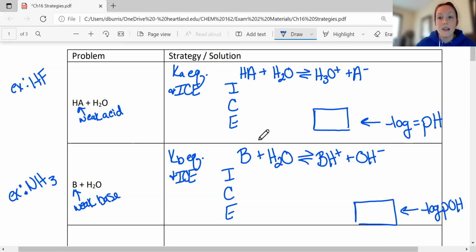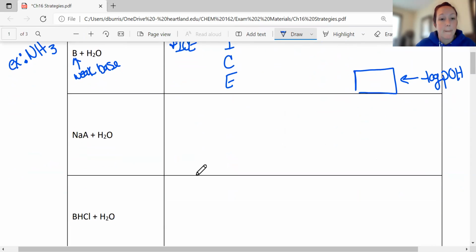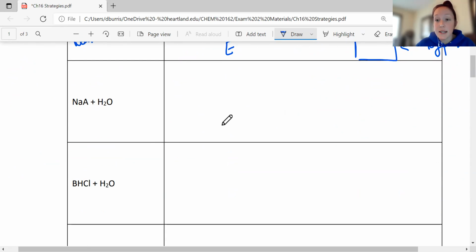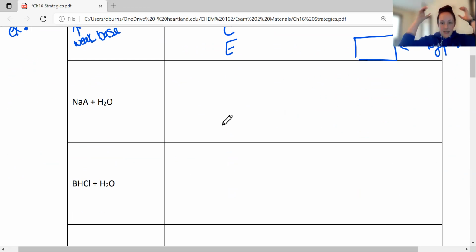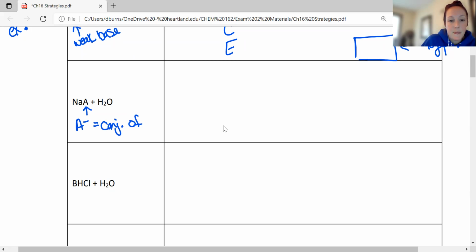Okay, I'm going to move on to the next set, which is conjugates of weak acids and conjugates of weak bases. So you do need to practice identifying those. Remember, if it's the conjugate of a weak acid, it's like the weak acid after it lost its H plus. So you should be able to identify those. Most of the time we put them with sodium because sodium doesn't do anything in the solution. It's a conjugate of a strong base, so it doesn't do anything. But this is A minus, right? A minus is the conjugate of a weak acid. So you should be able to recognize that.